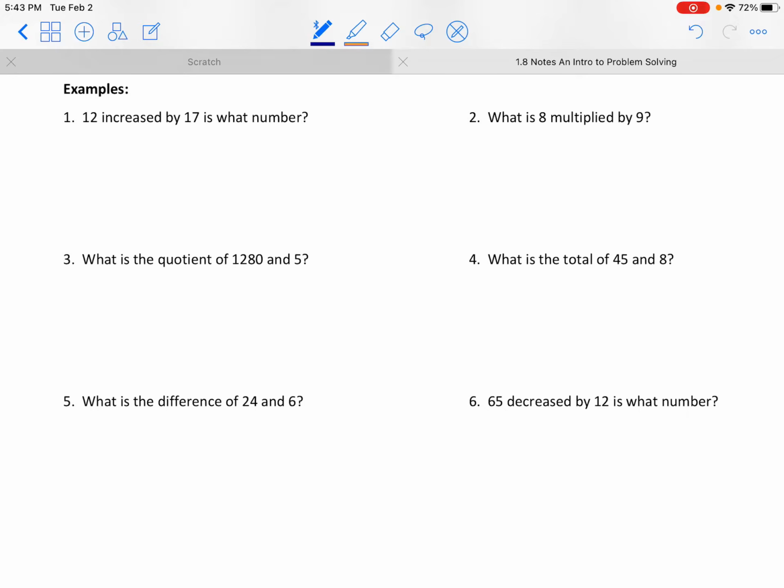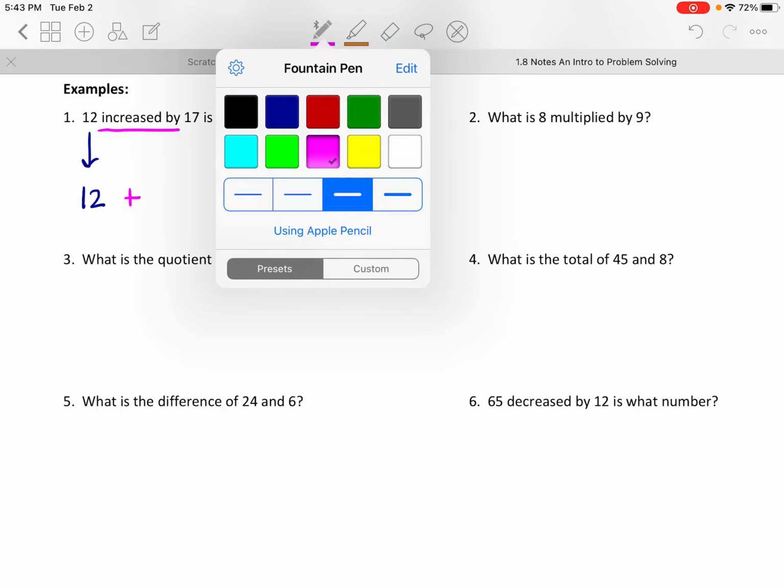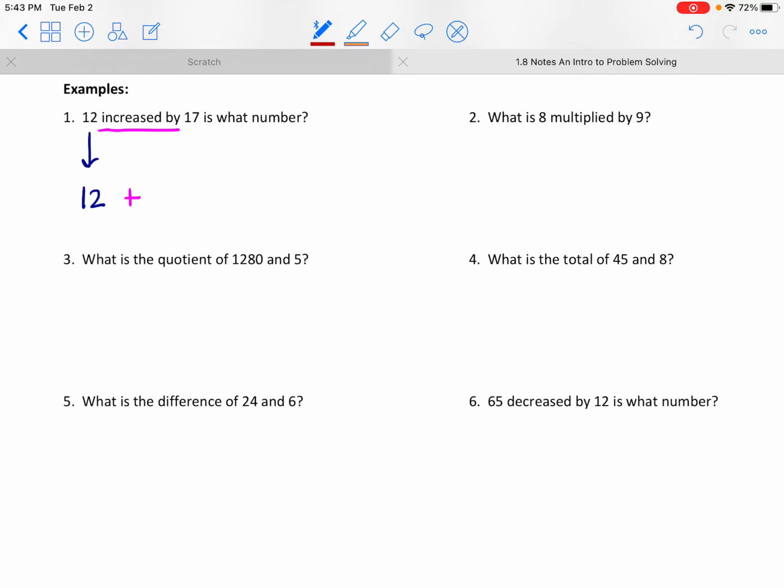So if we were to translate this, there's nothing to translate. 12 is 12. Increased by. Okay, when we see increased by, that means added to it. 12 is increased by, or something is added to it, and it's increased by 17. So 17 is going to come down here.